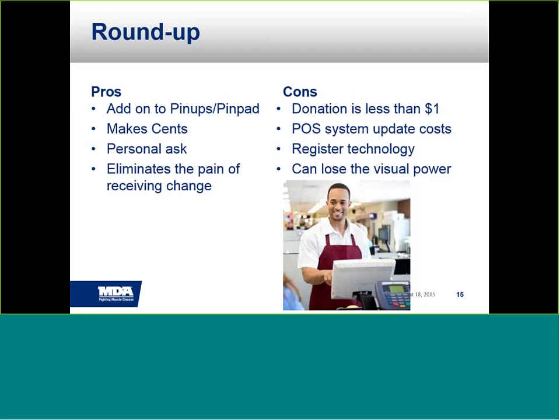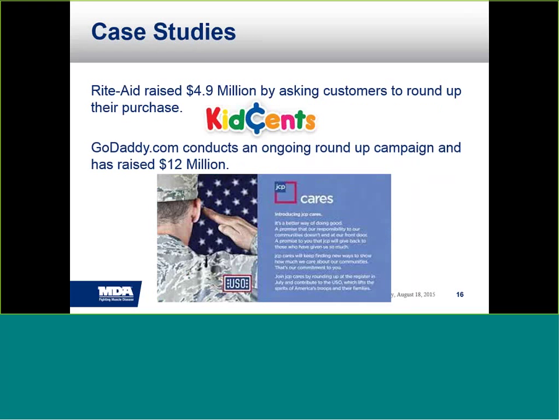The cons are that the donation is less than $1, although I certainly am curious, and I hopefully think we will have more evidence of this, that participation may be higher to offset the decrease in the actual donation amount. So we might see that the donation may average out because of a higher participation rate. The same POS system update challenges that we talked about with the PinPad programs certainly exist here. We also occasionally lose the option of a visual paper pinup if they are only running that one roundup program. But all of that being said, many nonprofits are raising substantial income through roundup programs. On the next slide, we're going to look at a couple of examples.